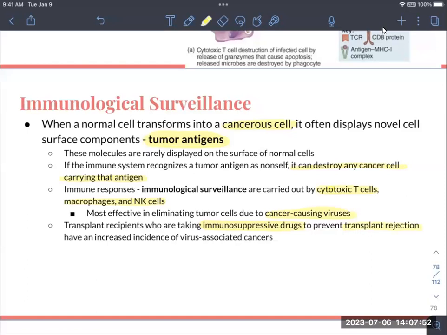These people, unfortunately, have an increased risk of virus-associated cancers because they're suppressing their immune system so it doesn't find this new organ as foreign, but it also prevents that immune system from going out and finding possible cells that are invaded by viruses that could eventually cause cancer.